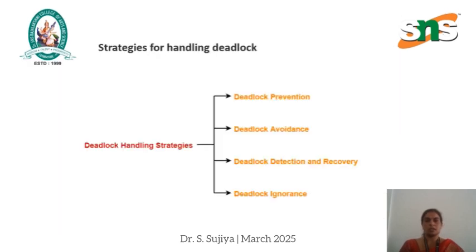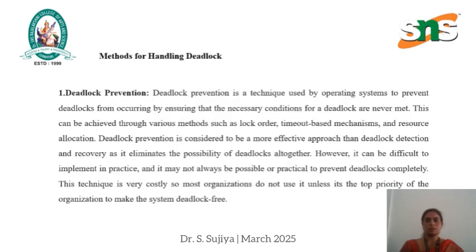These are the strategies for handling deadlock: deadlock prevention, deadlock avoidance, deadlock detection and recovery, and deadlock ignorance. Deadlock prevention is a technique used by the operating system to prevent deadlock from occurring by ensuring that the necessary conditions for deadlock are never met. This can be achieved through various methods such as lock ordering, timeout-based mechanisms, and resource allocation.